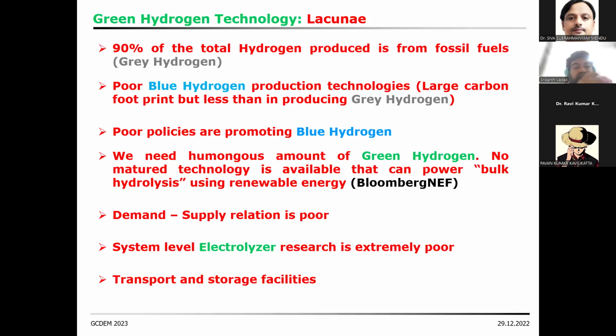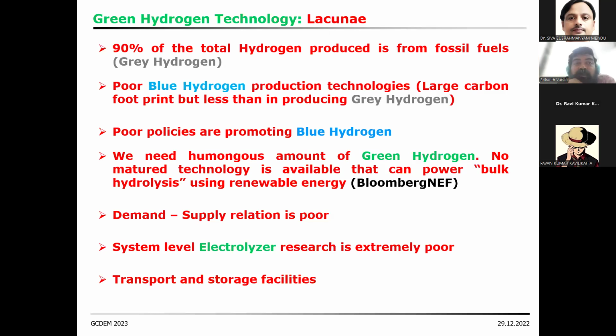So, system level electrolyzer research is extremely poor, not only in our country. An electrolyzer is an electrochemical system where hydrogen is generated. Many people actually think that fuel cells generate hydrogen, but actually hydrogen generated from the electrolyzer goes into the fuel cell. So they're both different. For this, I'm considering the electrolyzer. An electrolyzer is an electrochemical system which actually produces hydrogen. Okay, and then transport and storage facilities.